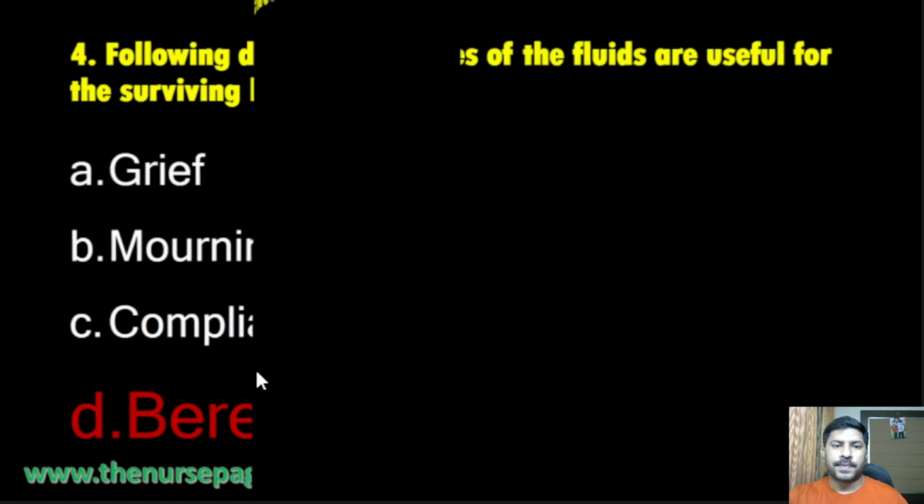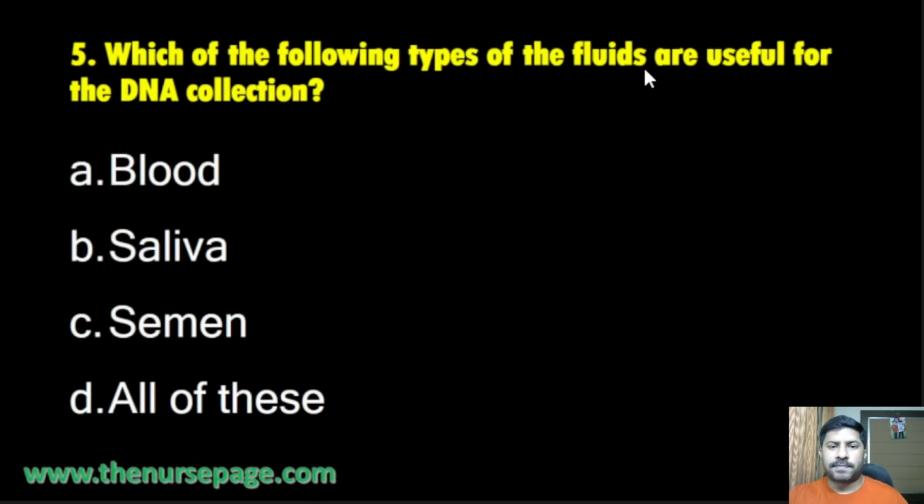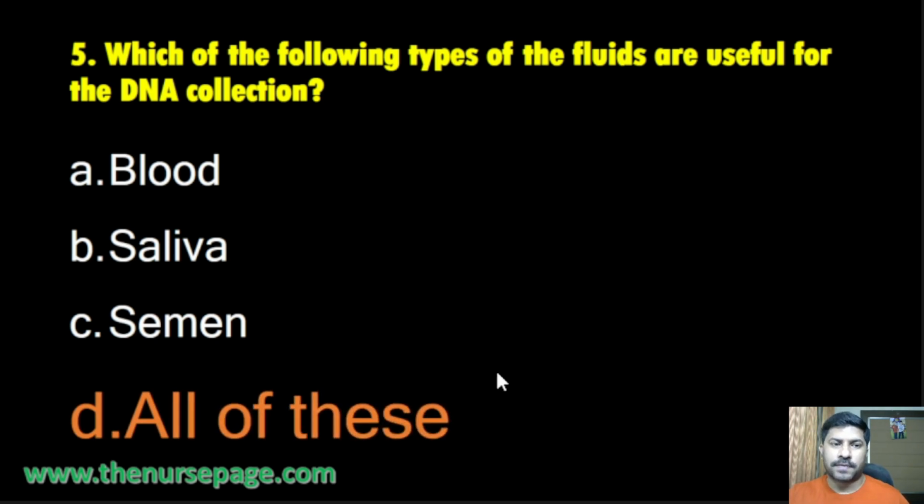Next question. Which of the following types of body fluids are useful for DNA collection? Blood, saliva, semen, all of these. Correct answer, all of these. We can collect DNA from any of the body fluids, blood or saliva or semen.